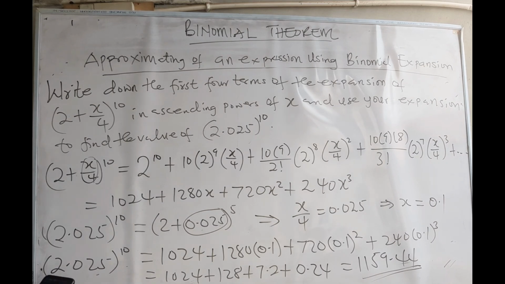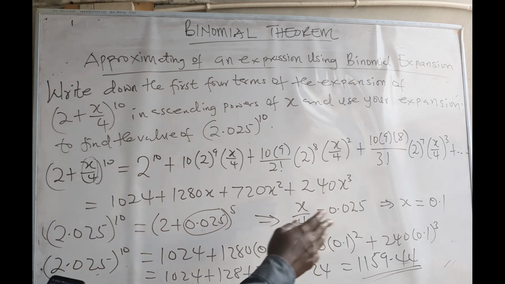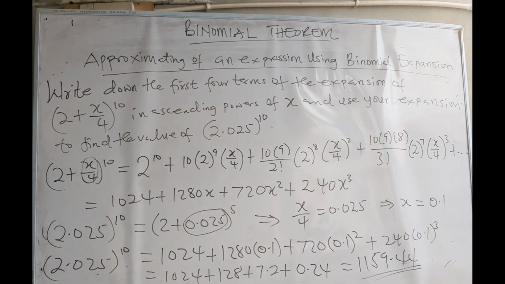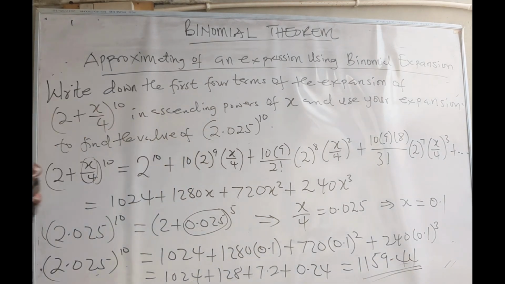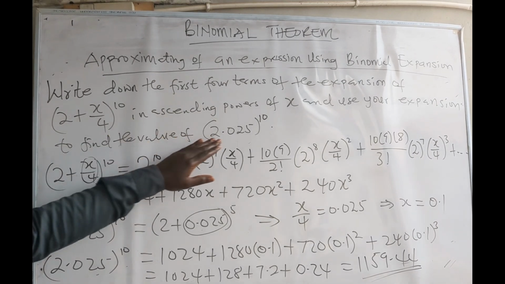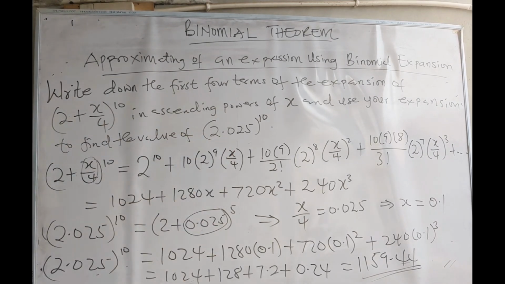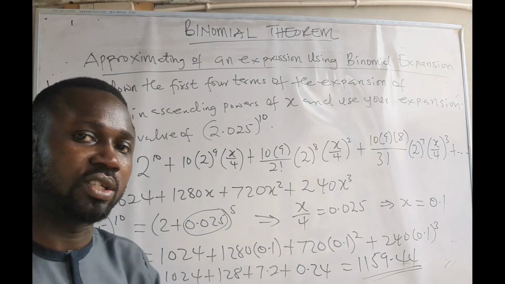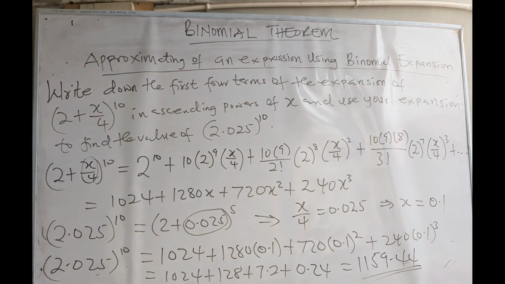So we are going to confirm if it is correct. 2.025 exponent 10 gives 1159.44 exactly. So our answer is correct, 1159.44. So I believe that you have gotten the understanding. I'll come your way with another lesson on more questions on this. Okay, this is so simple. Just compare them, find the value of x, and substitute into the expansion, and you are good to go. I hope you enjoyed it.